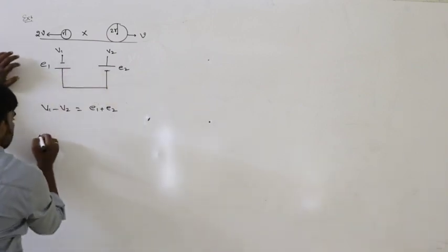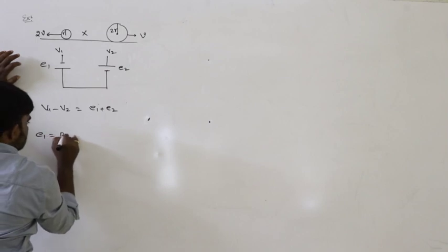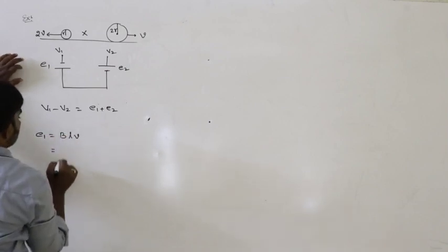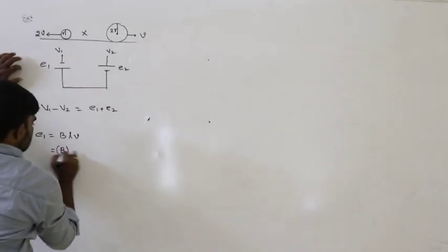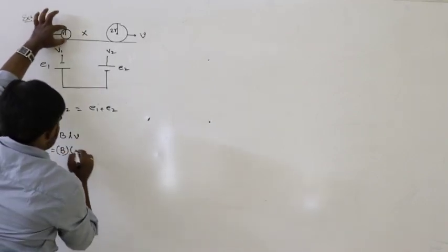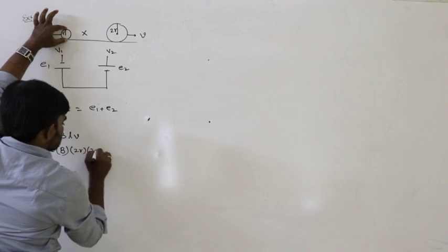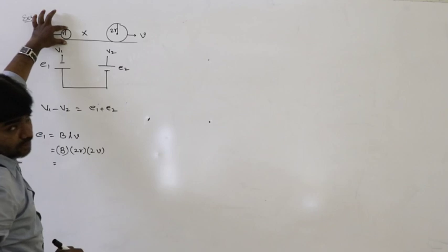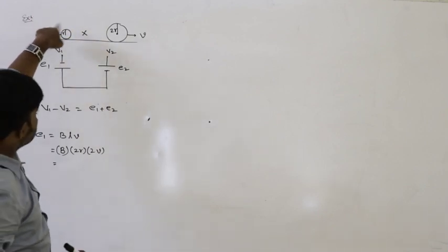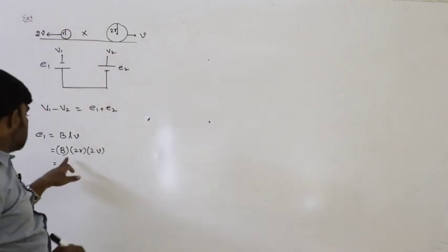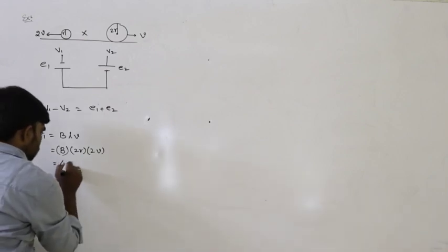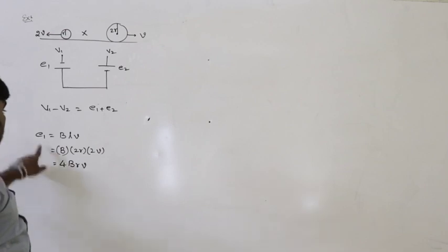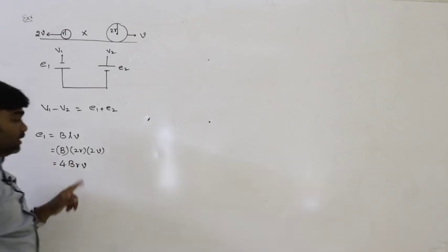So now calculate E1 first. The formula is E equals BLV. The length is the diameter, that is 2r, and the velocity is 2v. The length of the conductor is the diameter, and as the ring rolls, the diameter remains constant. So E1 equals 4BRV.